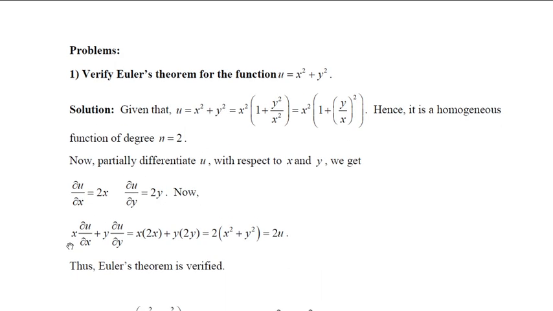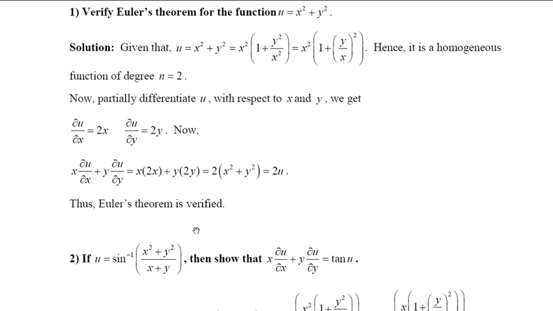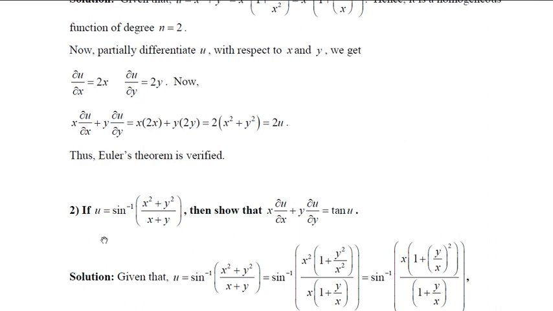Now make substitution in this. x into dou u by dou x plus y into dou u by dou y is equal to x into your dou u by dou x is 2x and dou u by dou y is 2y. 2 is common factor, so if I take out 2 outside, x square plus y square will remain, but that is nothing but your u, so this is 2u and your 2 is nothing but n, so Euler's theorem is verified. In this fashion you can verify Euler's theorem. Now let's move on to next problem.